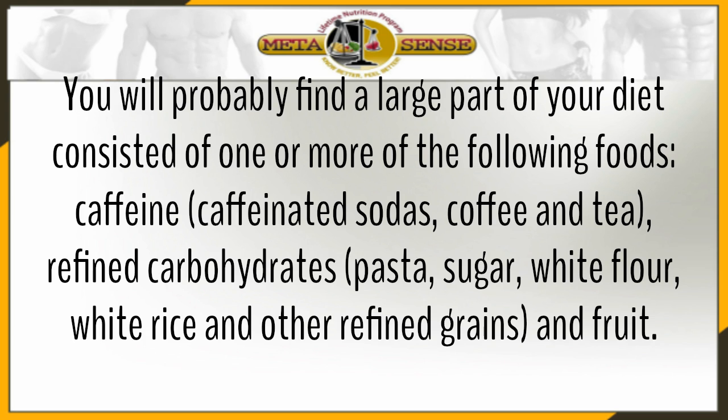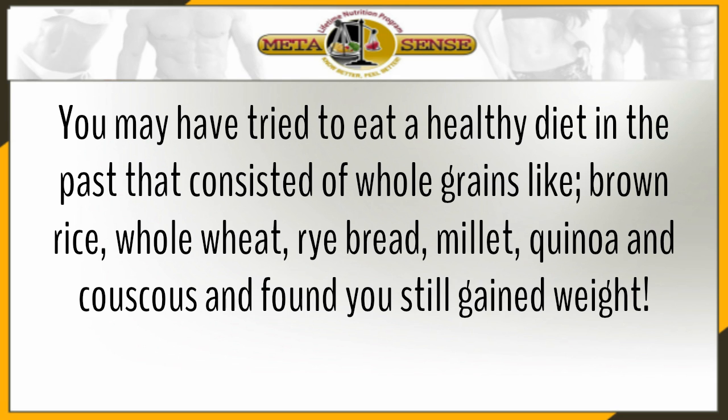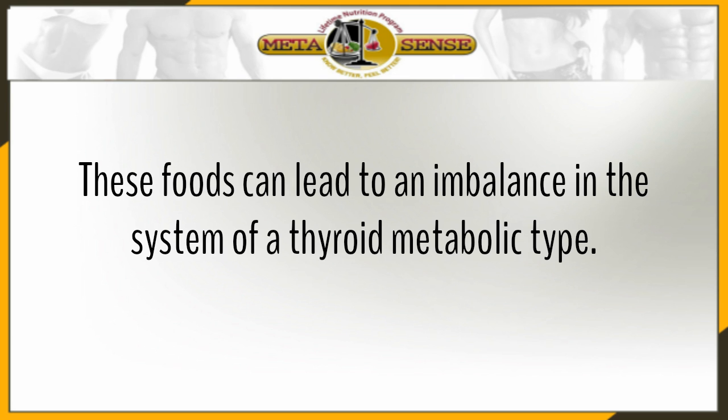You will probably find a large part of your diet consisted of one or more of the following foods: caffeine, caffeinated sodas, coffee and tea; refined carbohydrates such as pastas, sugars, white flour, white rice, and other refined grains; and fruit. You may have tried to eat a healthy diet in the past that consisted of whole grains like brown rice, whole wheat, rye bread, millet, quinoa, and couscous and found that you still gain weight. These foods can lead to an imbalance in the system of the thyroid metabolic type.